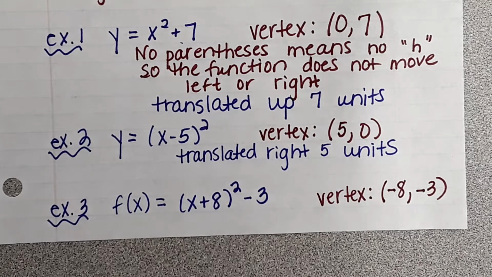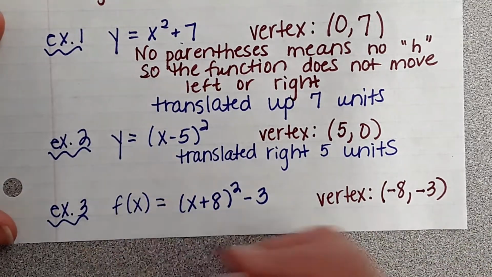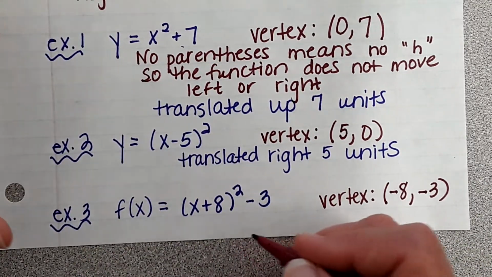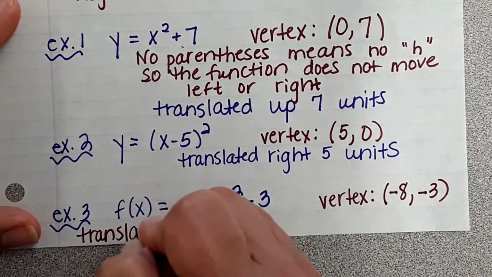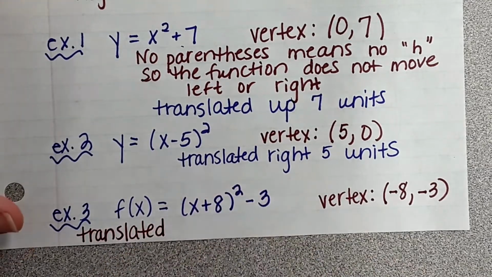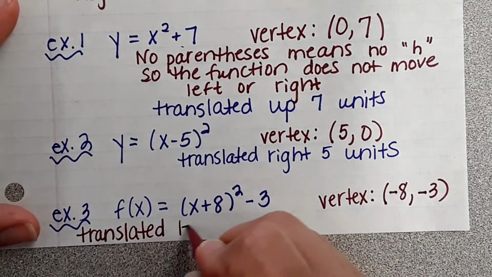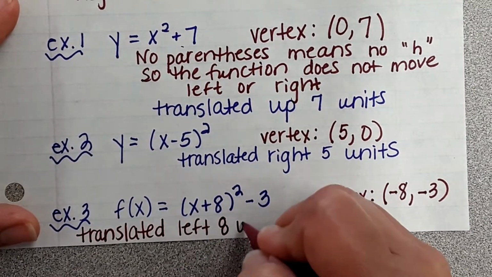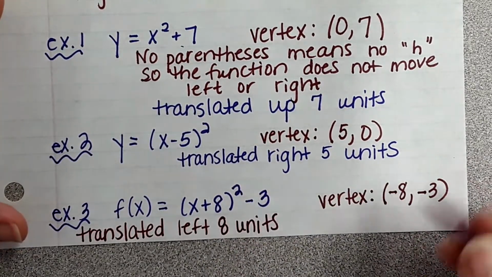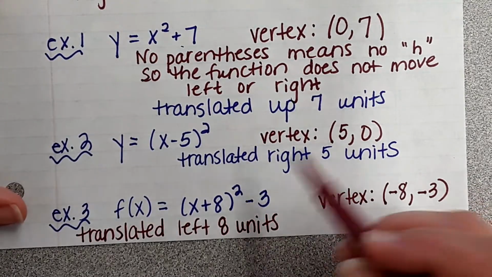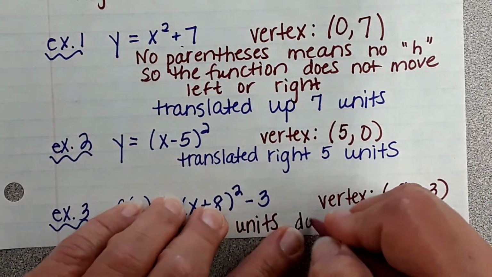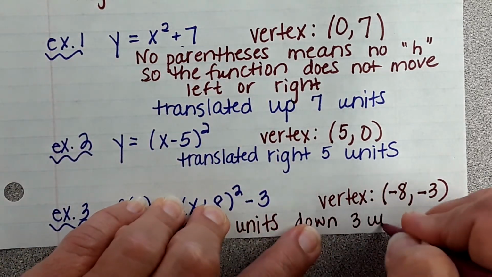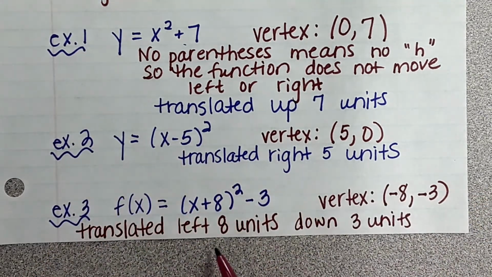Now, let's write what this does. So the 8 tells me I'm going to move it left or right. Which way am I going? Okay, so look at your notes. What does it say when it says x plus something? Oh, to the left. So translated left, 8 units. And then what does the 3 tell us? The negative 3. Down 3. Yep, down 3 units. So it's translated left 8 units and down 3 units. That's what that means.